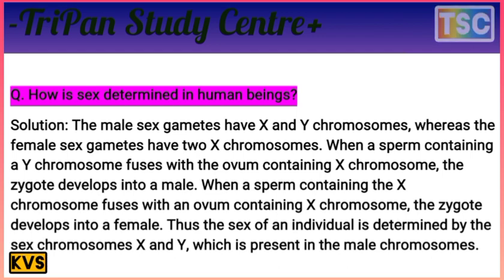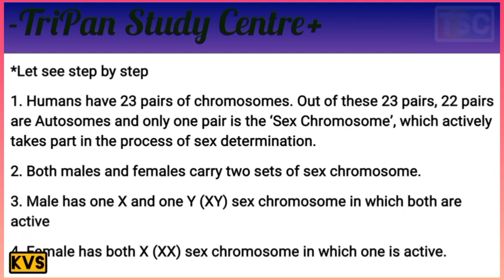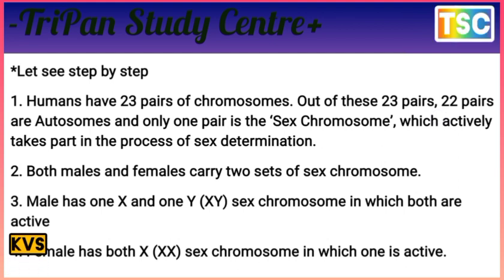And let's see step by step how this processes. Humans have 23 pairs of chromosomes. Out of these 23 pairs, 22 pairs are autosomes and only 1 pair is the sex chromosome. That's important. The sex chromosome actively takes part in the process of sex determination.